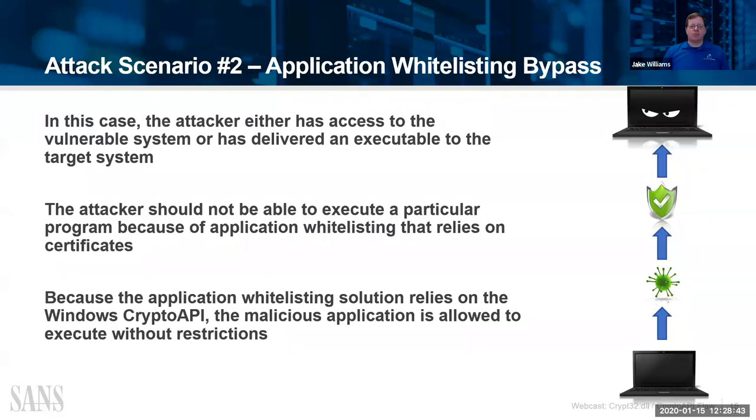The attacker shouldn't be able to execute a particular program because the whitelisting controls rely on certificates. But because the app whitelisting solution relies on the crypto API, the malicious app is allowed to execute without restrictions, right? Obviously concerning there as well.